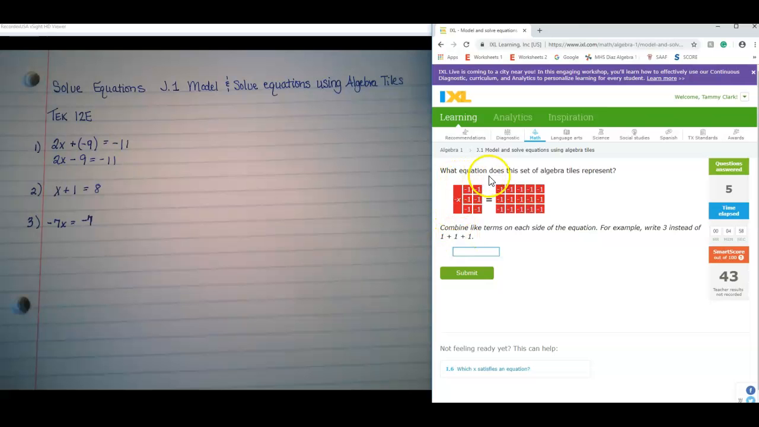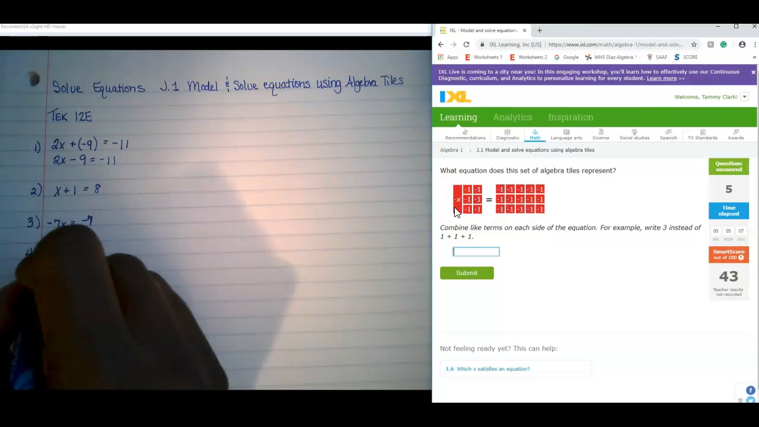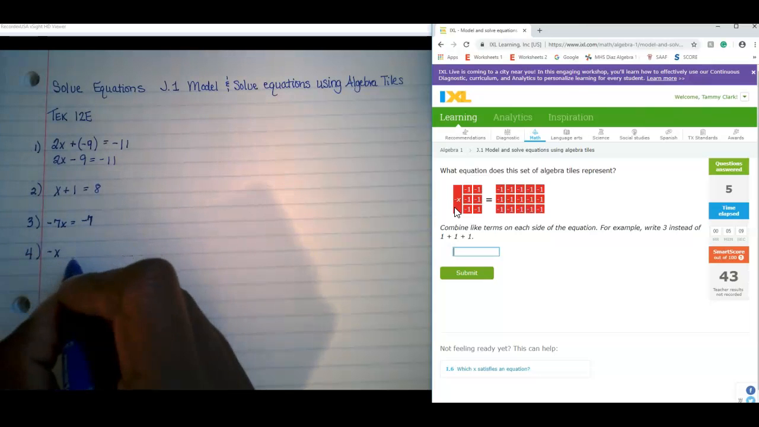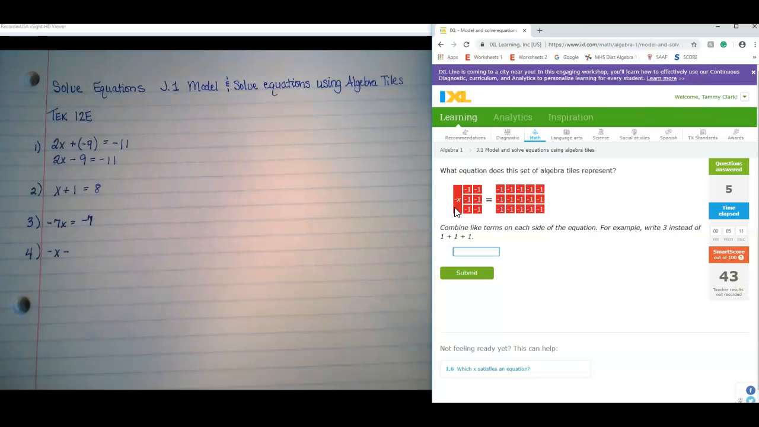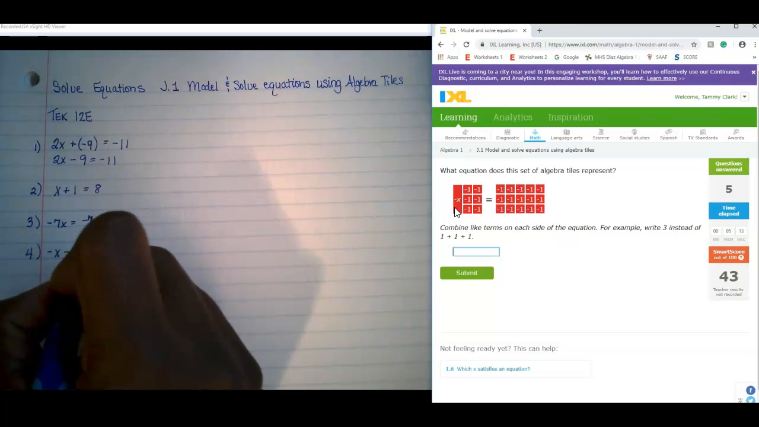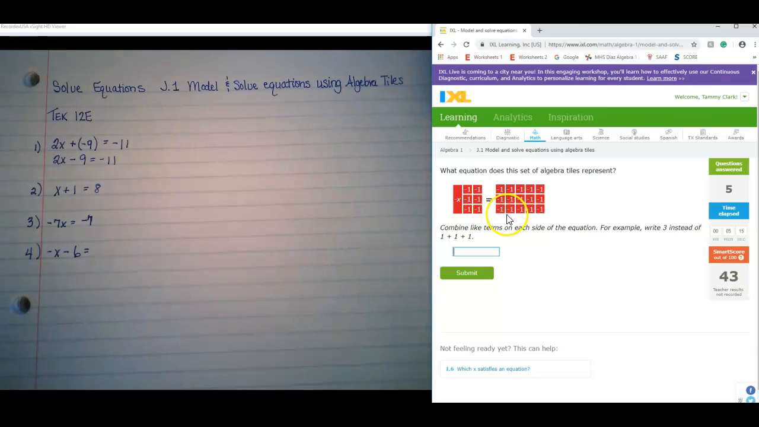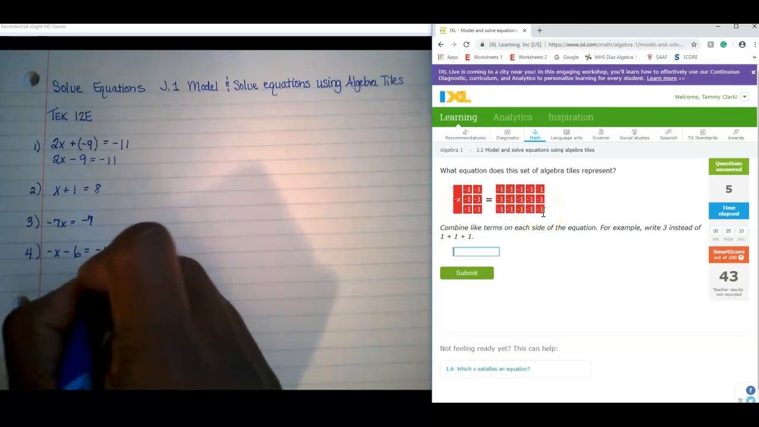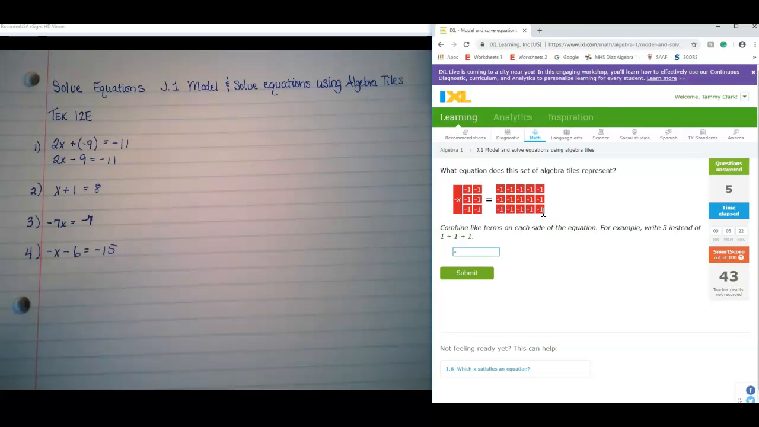Here, what equation does this set of algebra tiles represent? This time we're asked to write the equation. So we know we have a negative x here, or you could put negative 1x, that's fine, minus 6 equals, well, this is 3, 6, 9, 12, 15, negative 15. So we've got negative x minus 6 equals negative 15.